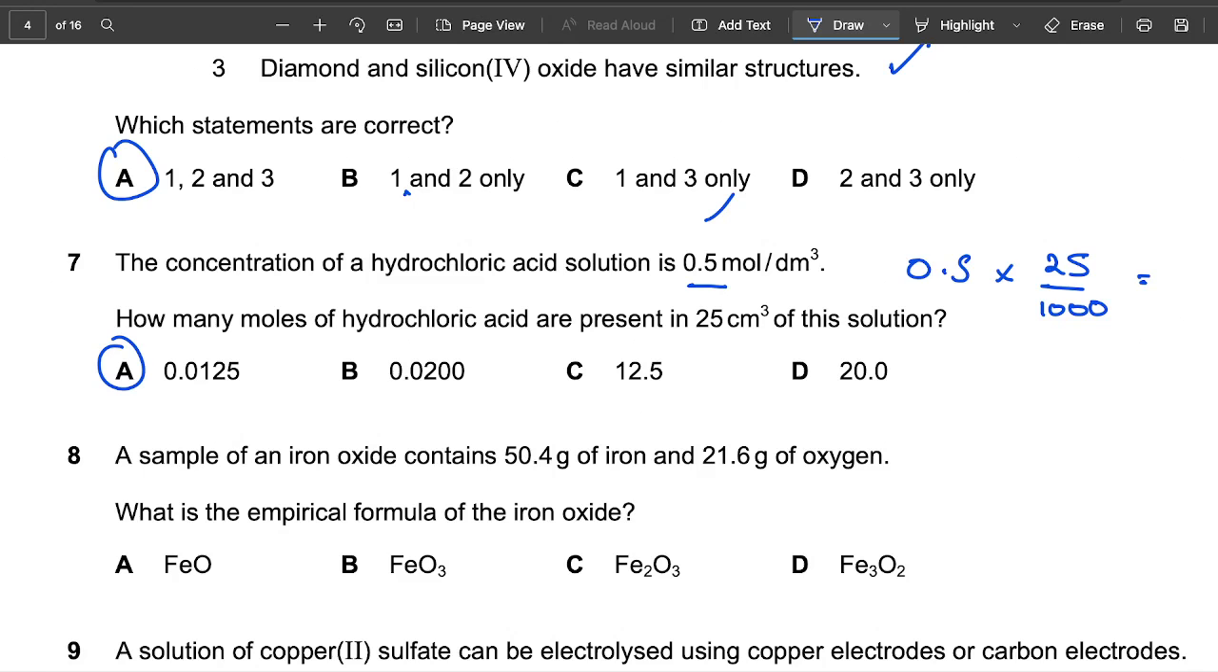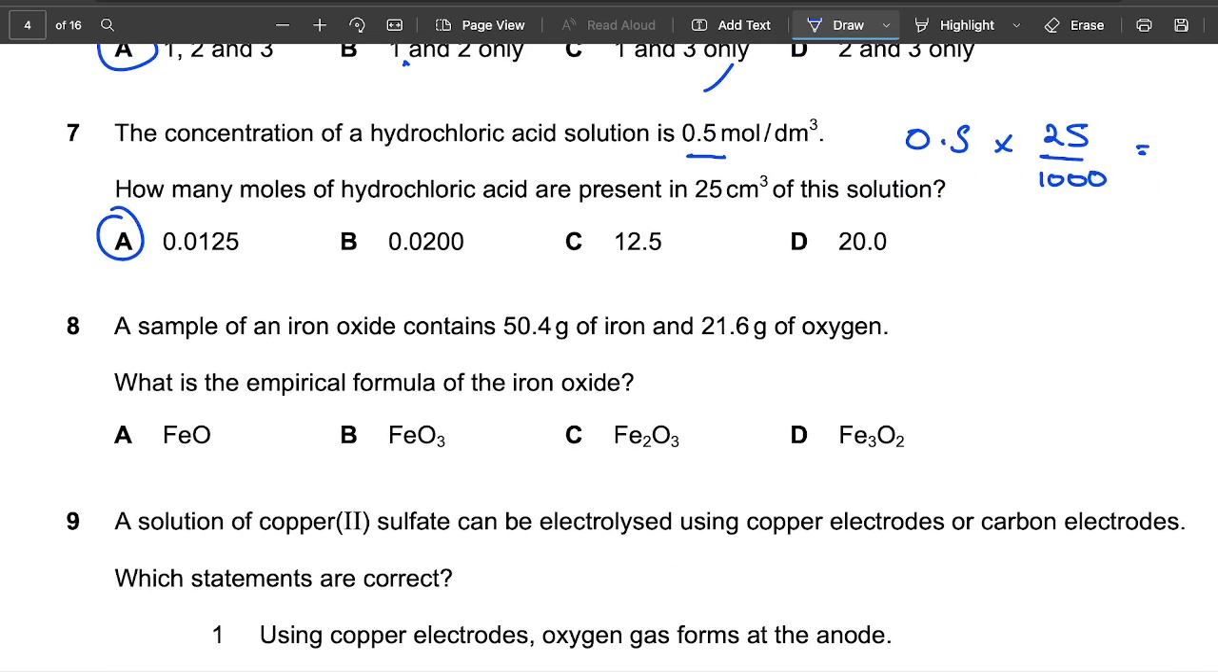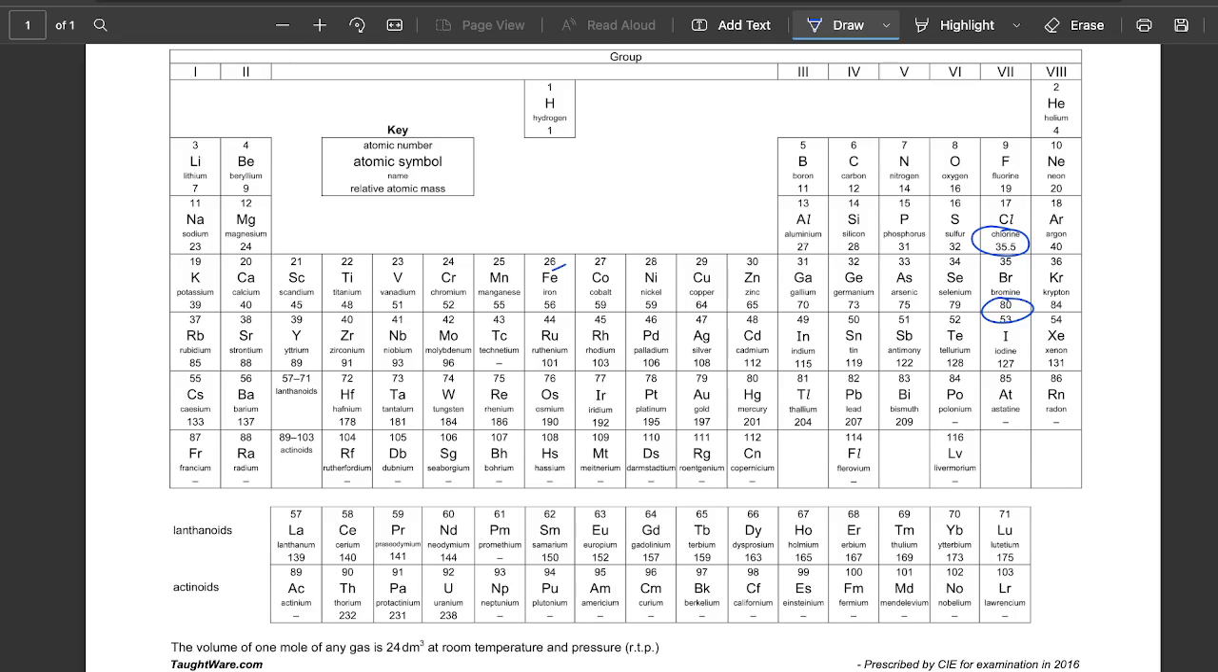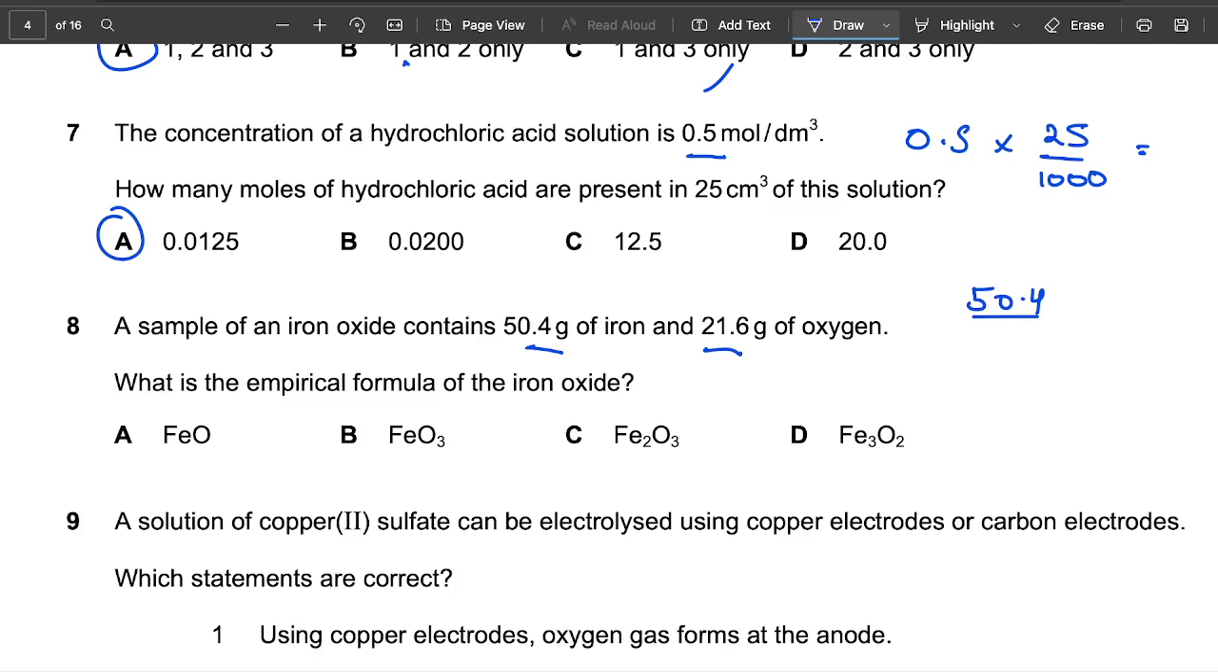It says a sample of iron oxide contains 50.4 grams of iron and 21.6 grams of oxygen. So here is the empirical formula. If we go to the periodic table, we can see where iron is. Iron is here, so it says 56. So we divide by 56 and 21.6. Right now we're just dividing by the RAM. So 21.6 divided by 16.